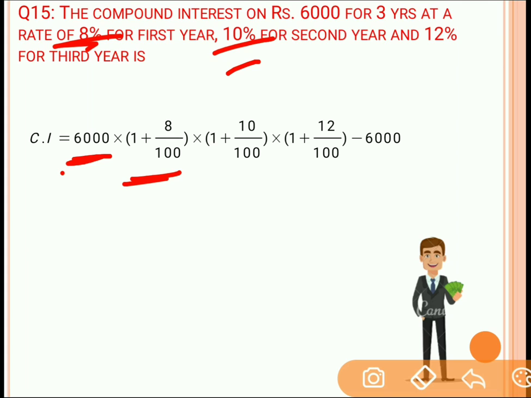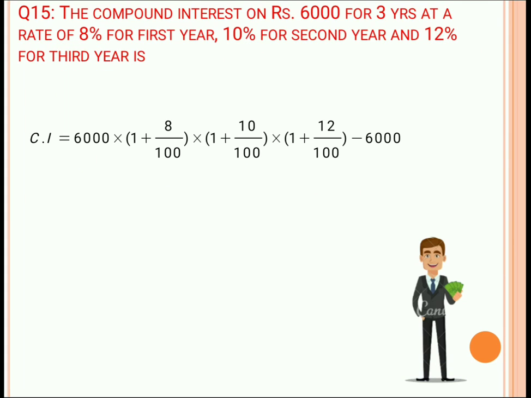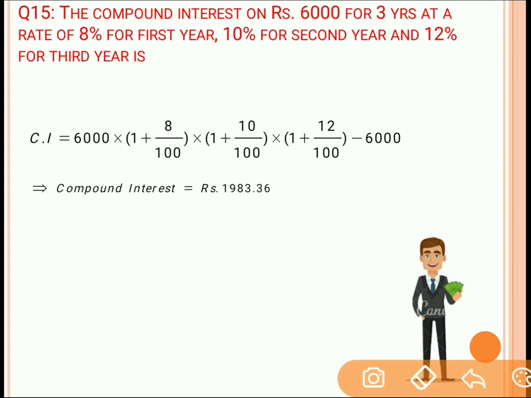Increment of 10% for the second year can be written as 1 plus 10 by 100. And for 12% third year, it can be written as 1 plus 12 by 100. So this is the total amount, and if we separate the amount from the principal, so amount minus principal is nothing but the compound interest. Now solving this equation, the value of compound interest is 1983.36 rupees.